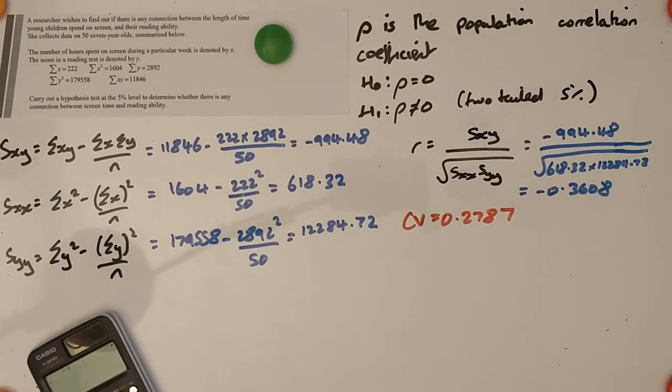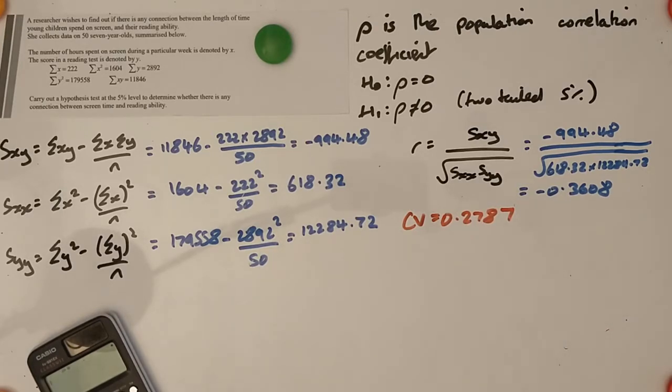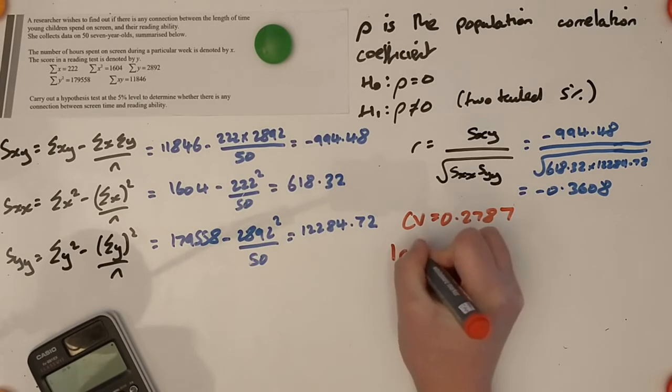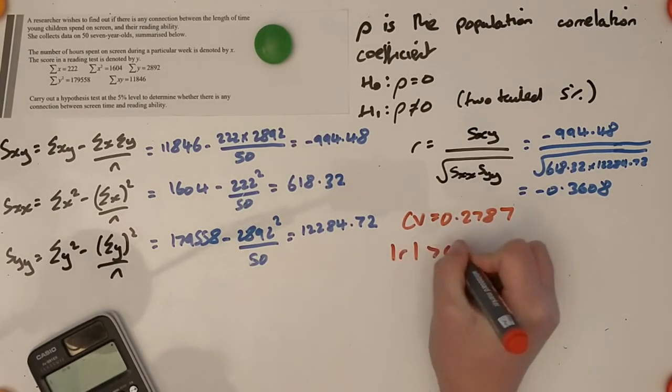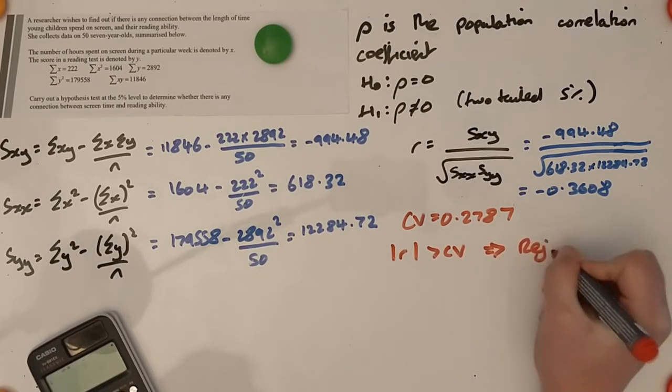A reminder that we compare the magnitude of our R, so the modulus of R, to our critical value. So we'll keep doing it in red. Because my modulus value of R is bigger than my critical value, that means I'm rejecting H0.